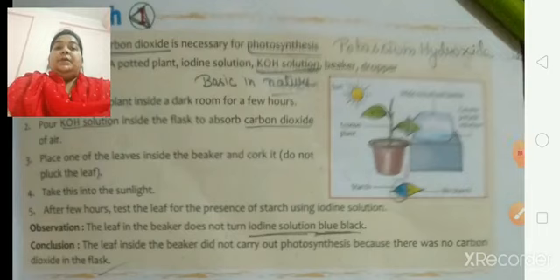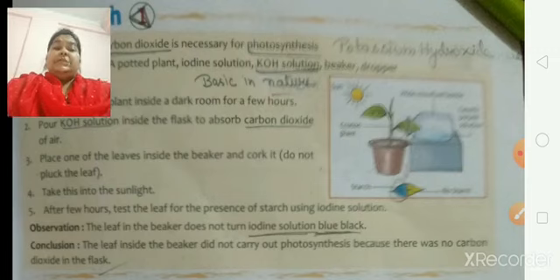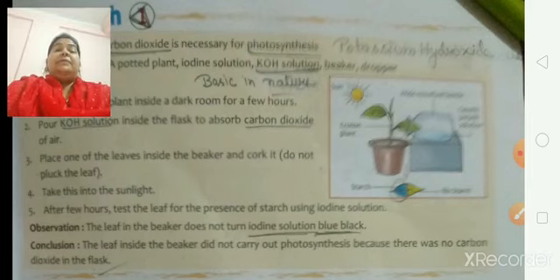Today we are going to deal with some activities, or we can say some experiments, to show why carbon dioxide, chlorophyll, and sunlight are necessary for the process of photosynthesis. But before going further, I want you all to recap your yesterday's lesson so that it will be easier for you to understand.